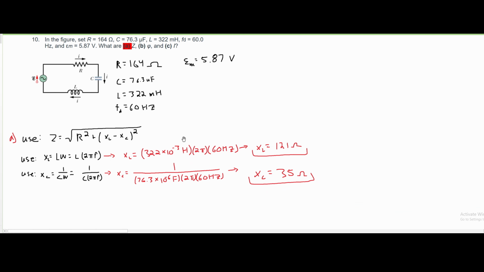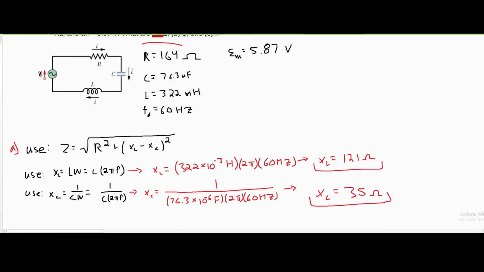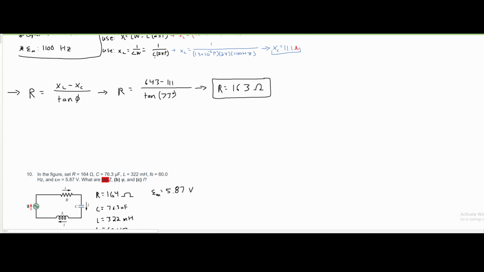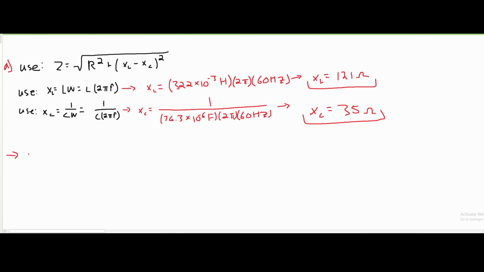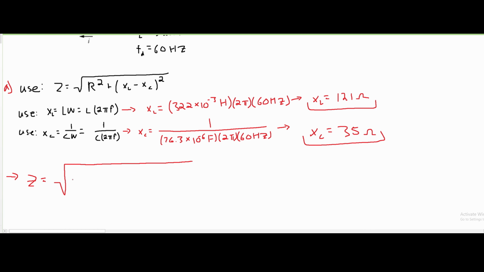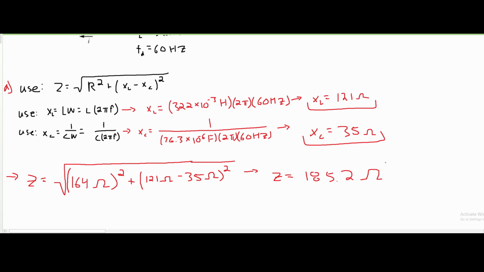We have our X of L and X of C values. We also have our R value, which is our resistance up here. So all we need to do now is plug these in. From here we can write Z is equal to the square root of our R squared, which is 164 ohms, all that squared, plus our X of L, which is 121 ohms, minus our 35 ohms, which is our X of C, which is all squared. After we plug this into a calculator, we are going to get approximately Z is equal to 185.2 ohms. And that is the answer for Z. Slightly inaccurate, but that's because we rounded our X of C and X of L.